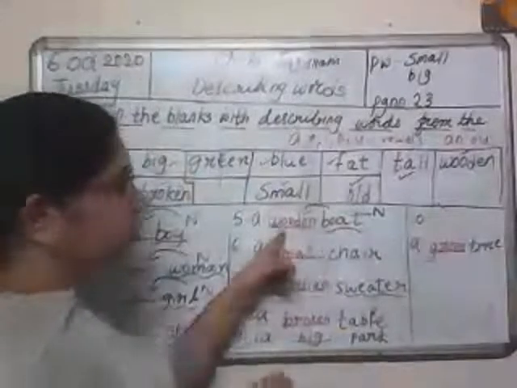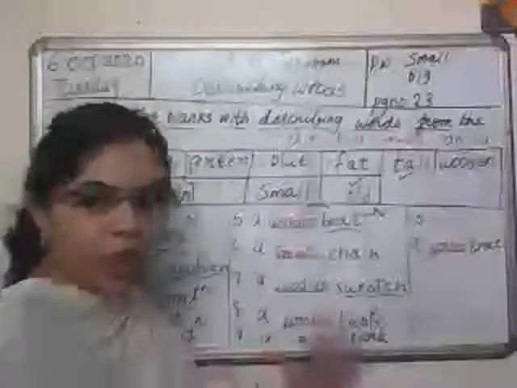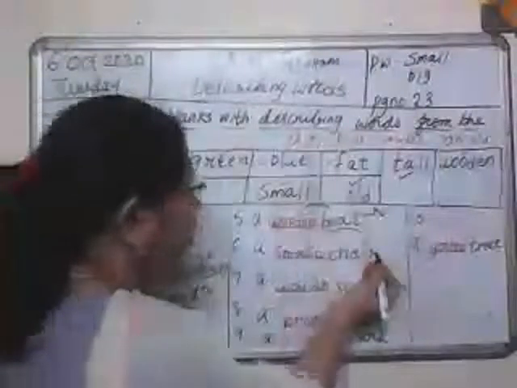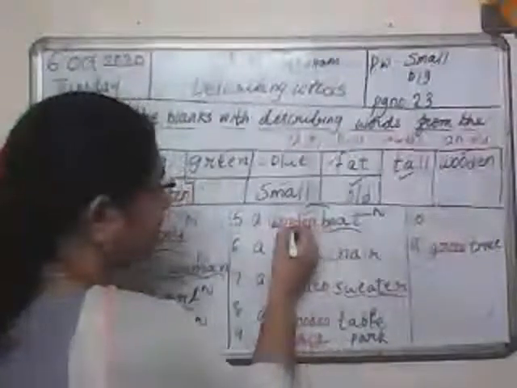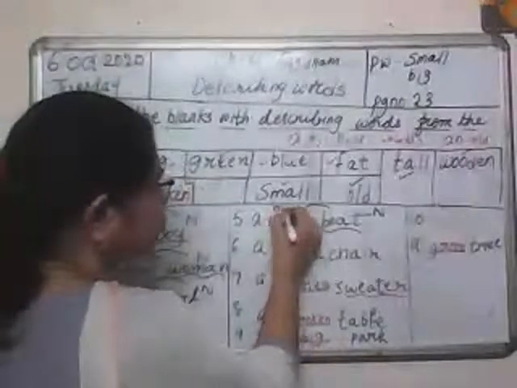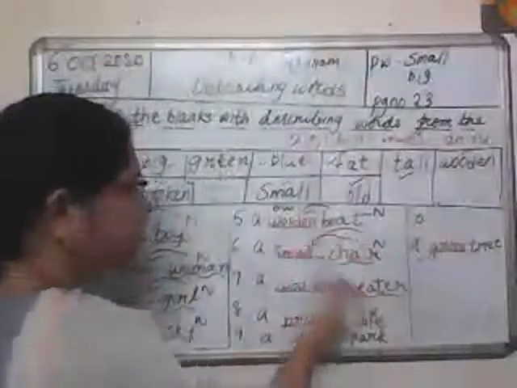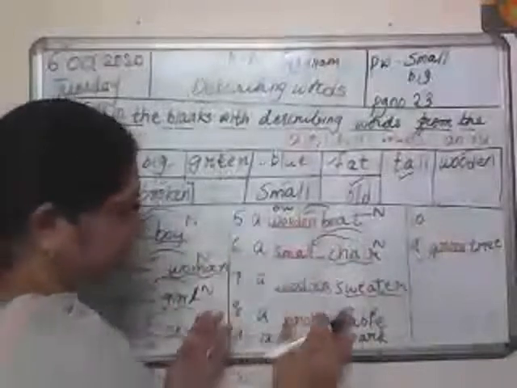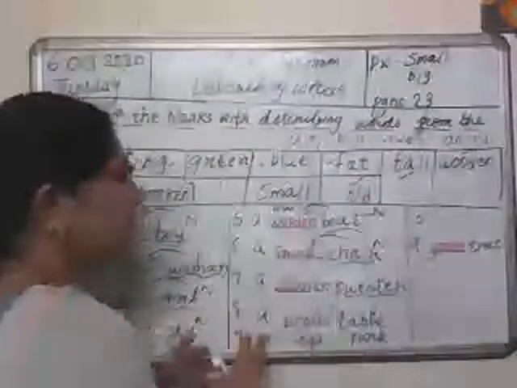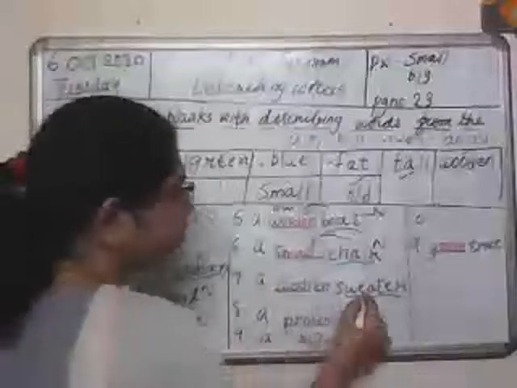I'm explaining boat as wooden boat. It means this boat is made of wood. So wooden boat. I'm describing boat as wooden. So this is a describing word. Chair. Chair is again a noun. So how is the chair? Small chair. I'm describing chair as small chair. Sweater.